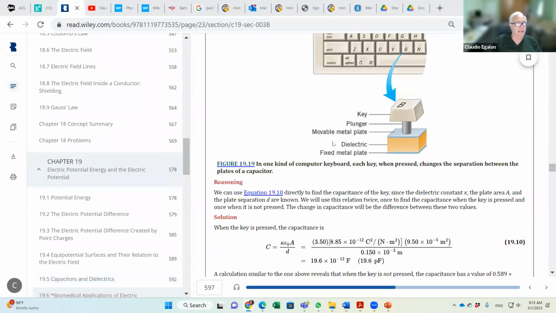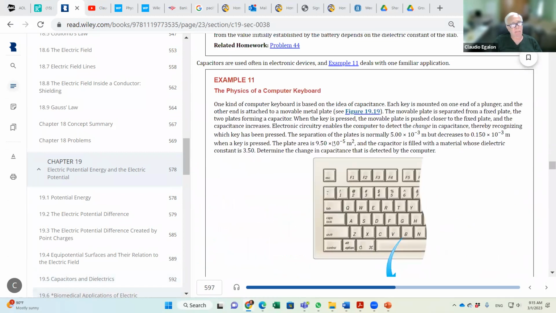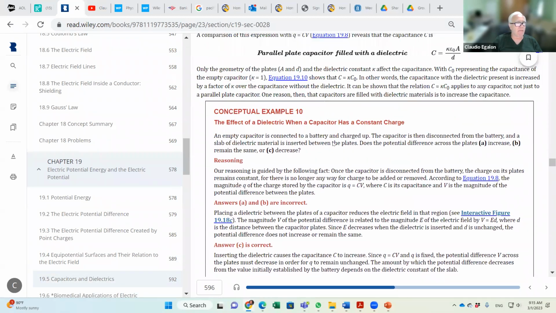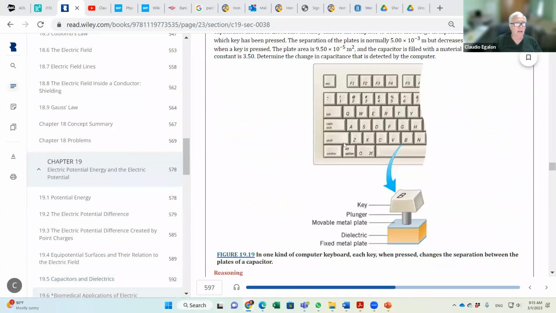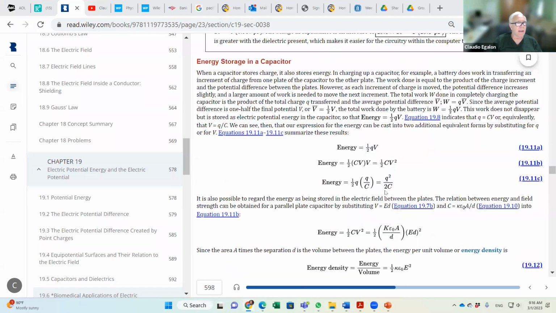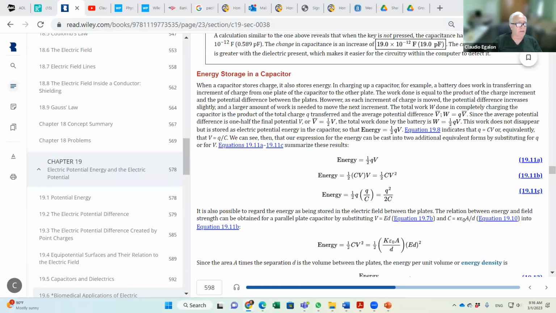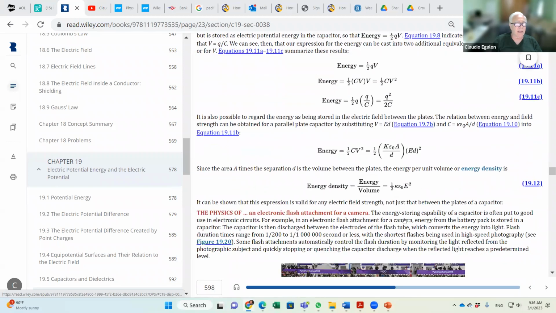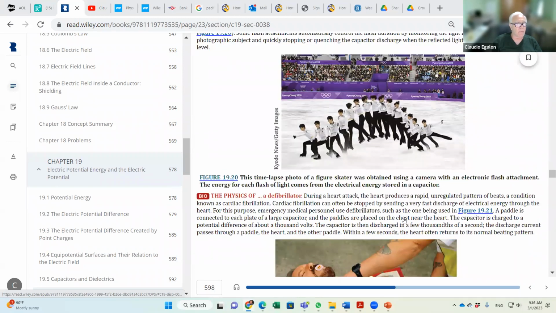Unless you have special types of capacitors, and there are applications for capacitors. One of them is to power flashlight bulbs. Another one is in the keyboard of your computer. We have capacitors there in each of those keys of the keyboard. We have energy storage inside a capacitor, and I gave you a quick idea how to get the equation for the energy of the capacitor.